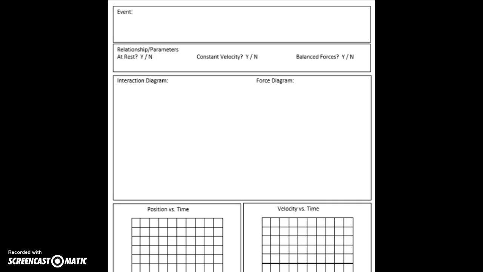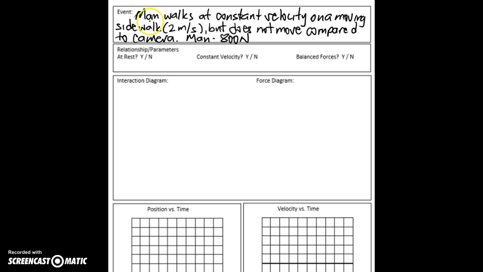Okay. Hey, so we'll go over and take a look at the sheet that you'll fill out for each of these various scenarios. We'll come back to this form and fill this out for the event that we're watching, the man walking on the sidewalk. So I'll start doing that. I've gone ahead and written a little scenario, and what's happening is the man walks at a constant velocity on a moving sidewalk at 2 meters per second. 2 meters per second is given to you in the problem. It wasn't in the video, but he does not move compared to the camera. The man has a weight of 800 newtons. That's also given in the assignment.